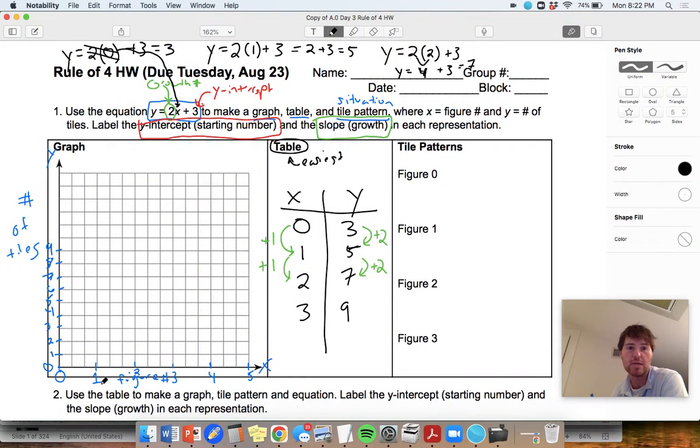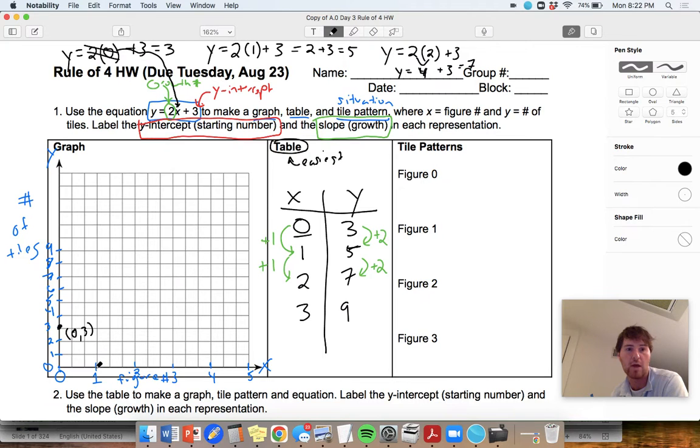When x is 0, my y value is 3, right? That's this point right here. X is 0 here on my x-axis. Y is 3 here, right? So this coordinate pair has the coordinates 0, 3. Hopefully you've seen the coordinates kind of like that in the past. Okay, next one up, we have 1, 5.